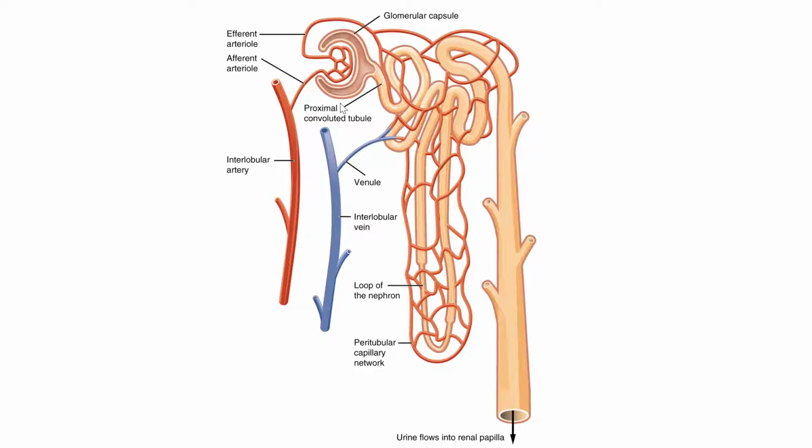In this picture, you can see the Bowman's capsule or glomerular capsule here. After that, we have proximal convoluted tubule. Then you can see loop of Henle. The loop of Henle has descending limb, U-shape, and ascending part. And after that, we have distal convoluted tubule, which open to the collecting duct. The collecting ducts merge together in the medulla and make the papillary duct.